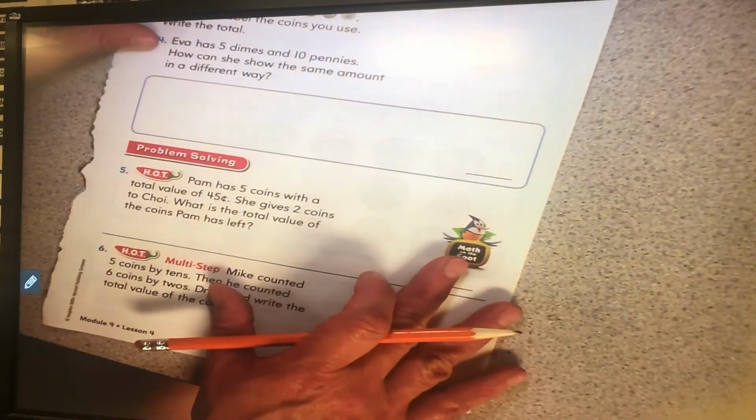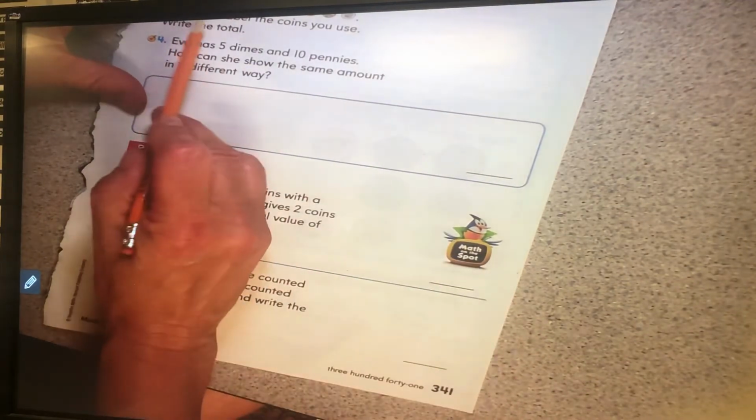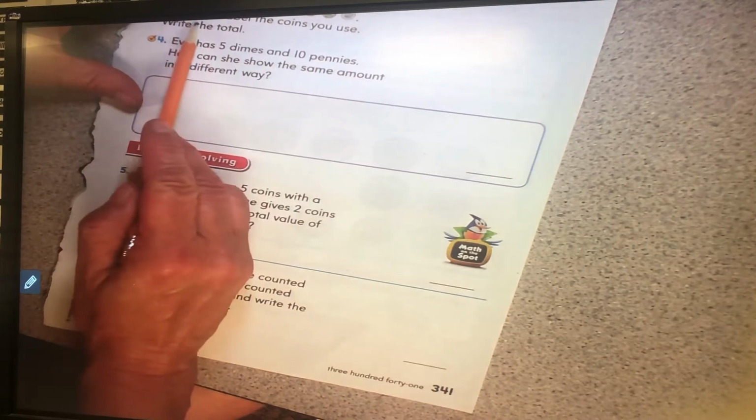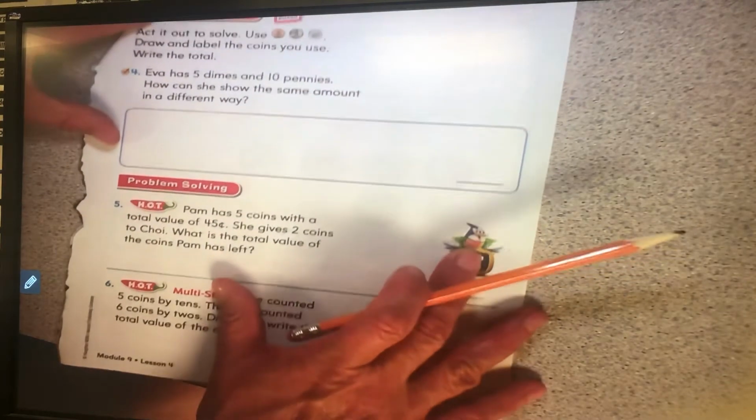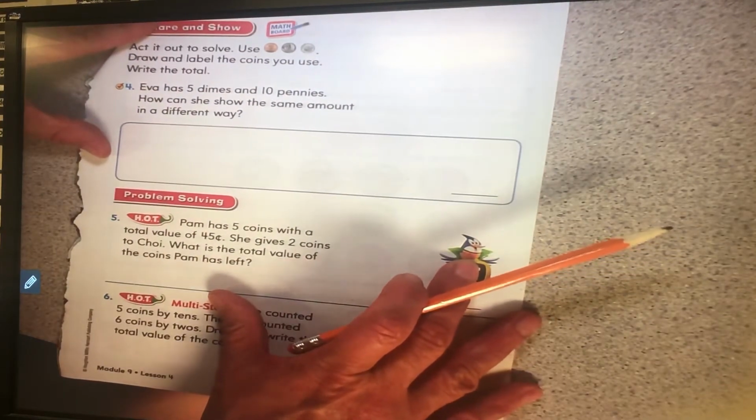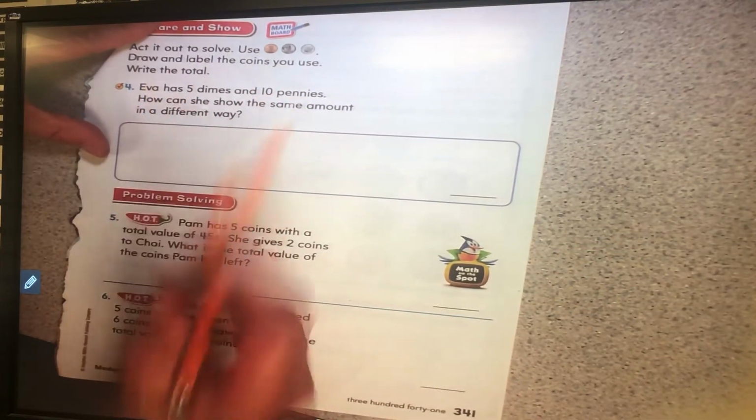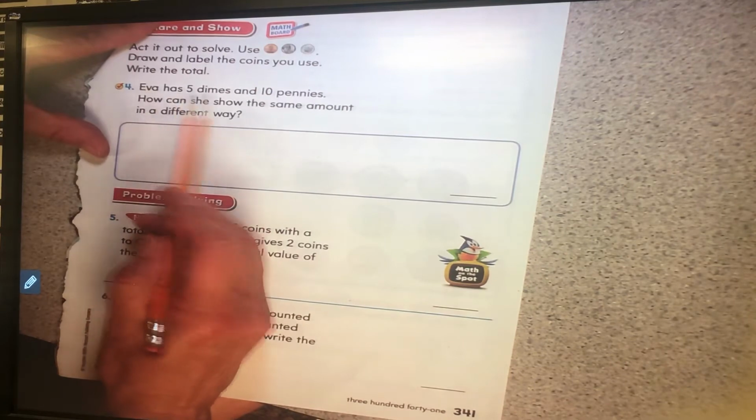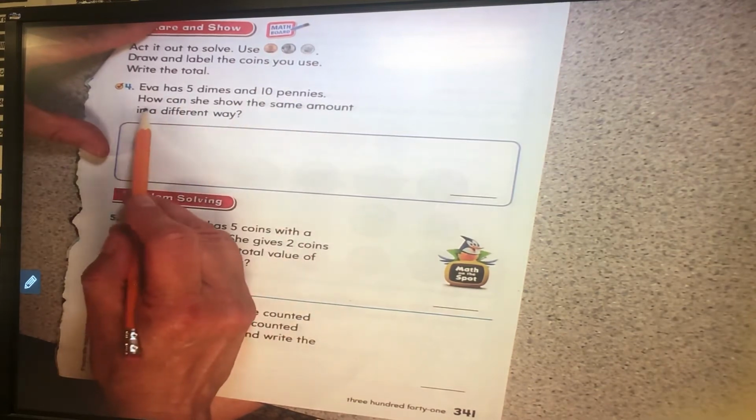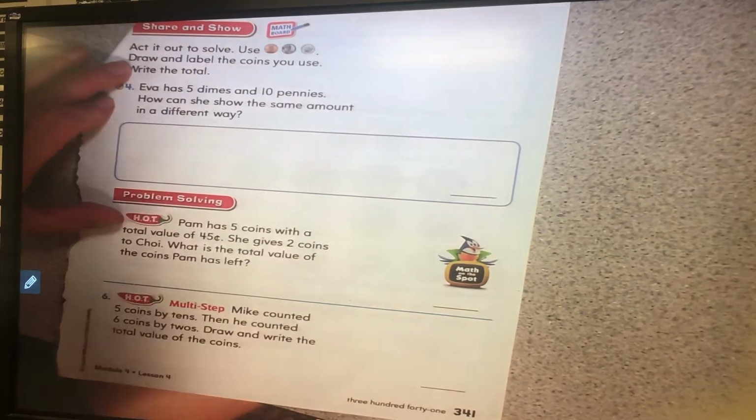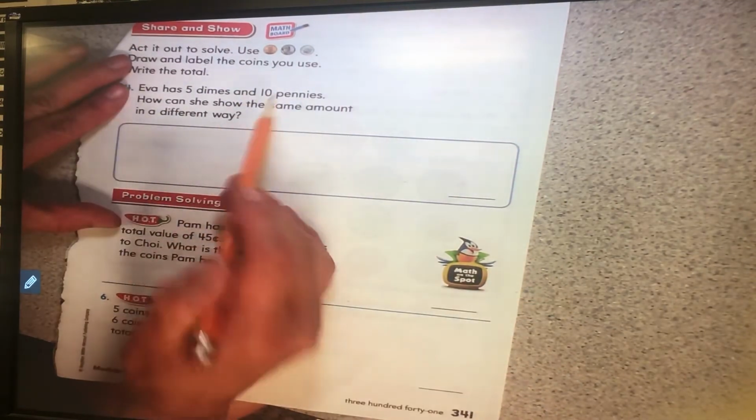All right, page 341. Act it out to solve. Use pennies, nickels, and dimes. There you go. Draw and label the coins you use. Write the total. Eva has 5 dimes and 10 pennies. How can she show the same amount in a different way? So what's the first thing you're going to do? You're going to find the value.